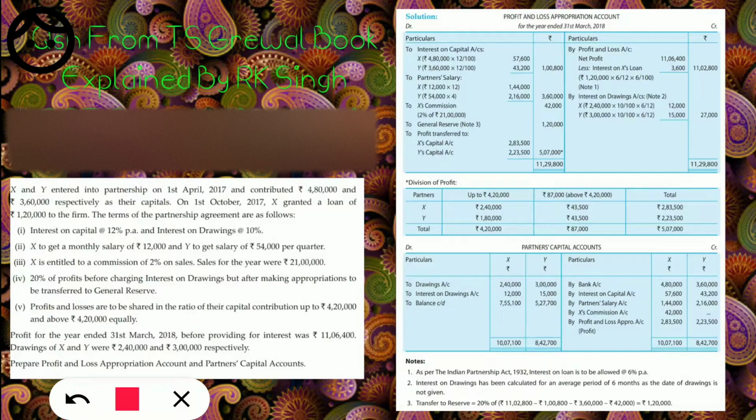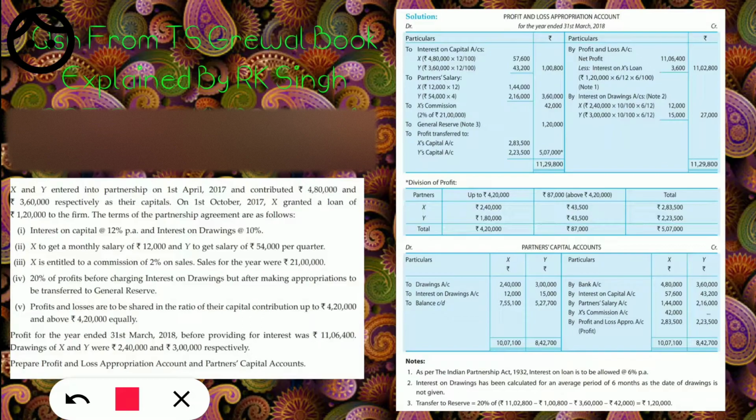Now move to the next sentence. On 1st October 2017, X granted a loan of rupees 1,20,000 to the firm. X, who is a partner, is not providing additional capital. He is giving loan to the firm. Whenever any partner is giving loan to the firm and if rate of interest is not mentioned, then as per Partnership Act 1932, the rate of interest is 6% per annum.